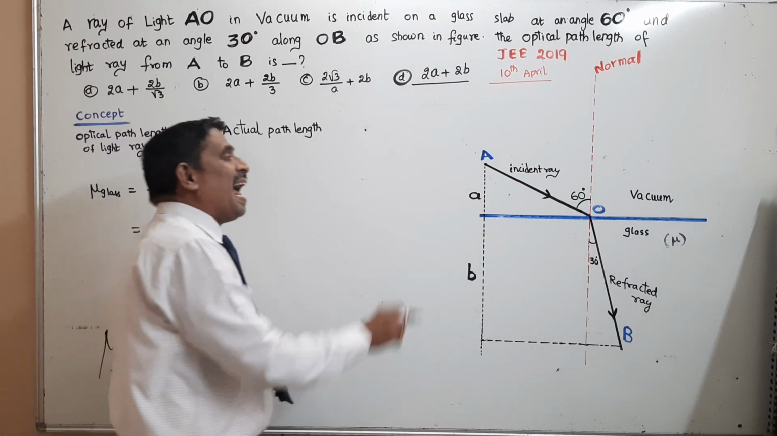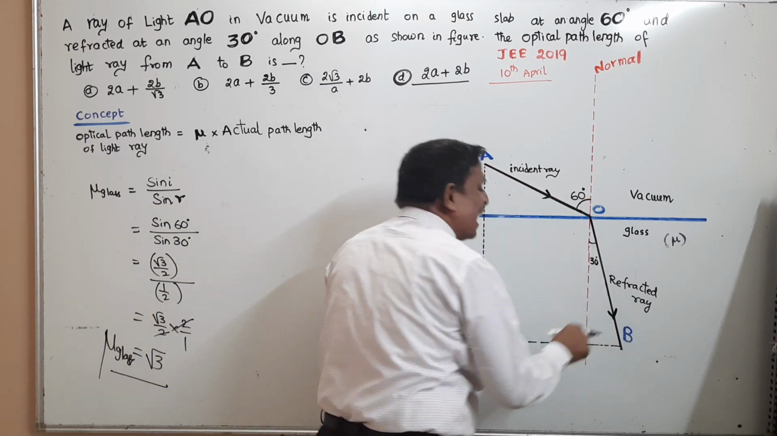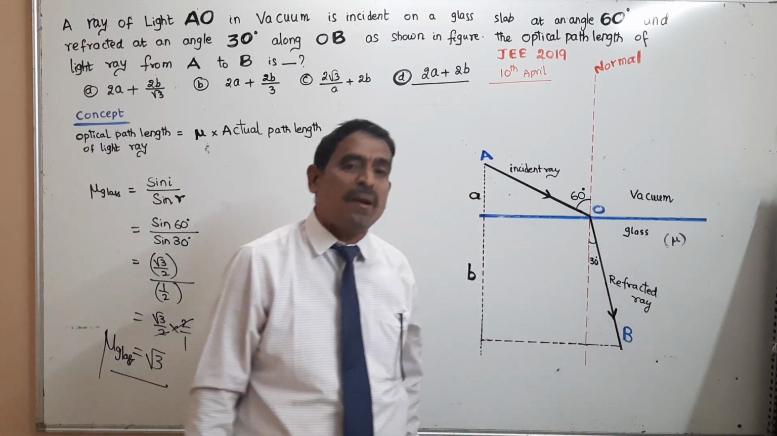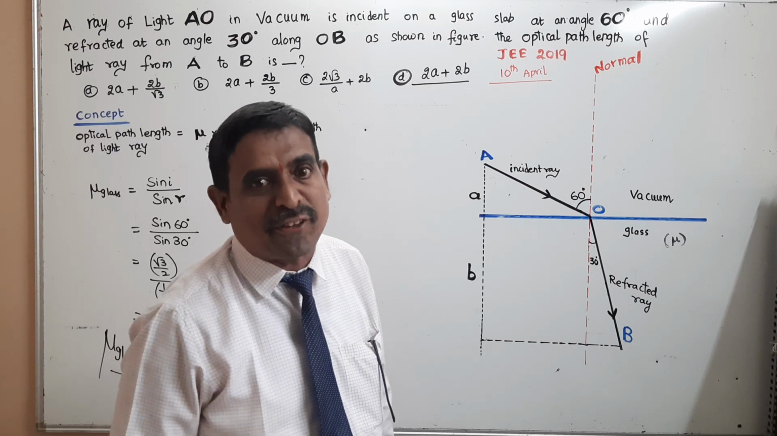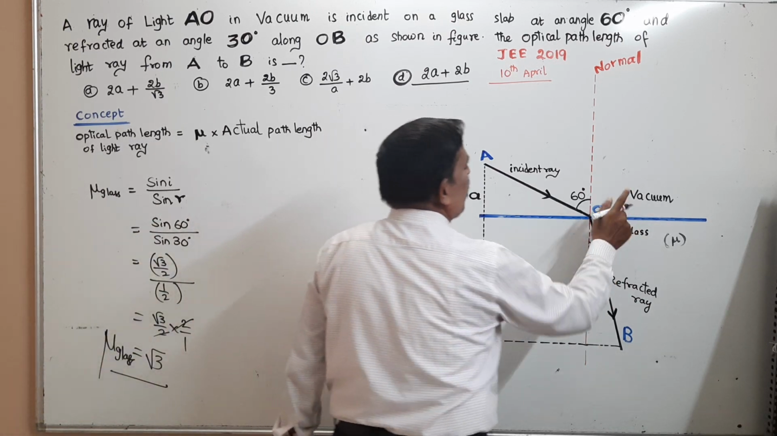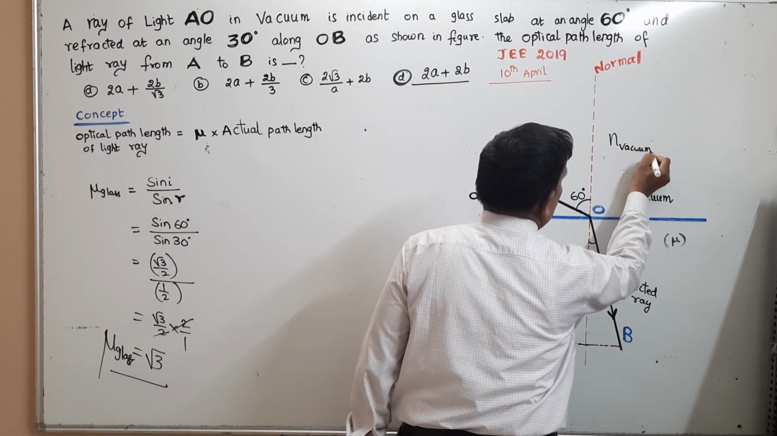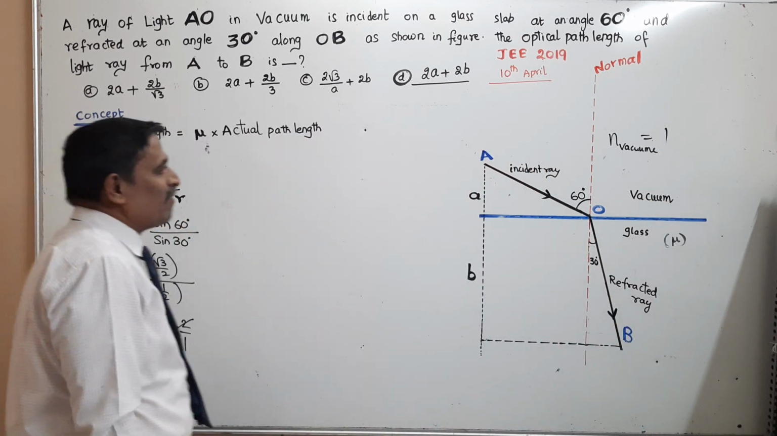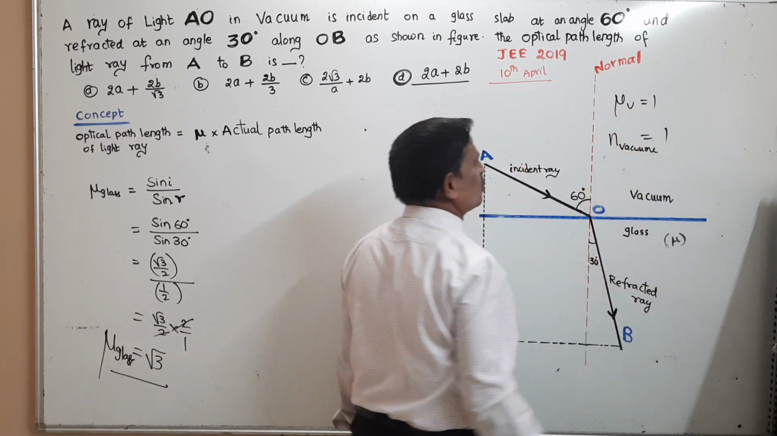Here, the light ray is traveling from one medium to another medium. Refraction takes place. You know very well, the refractive index of vacuum is equal to 1.